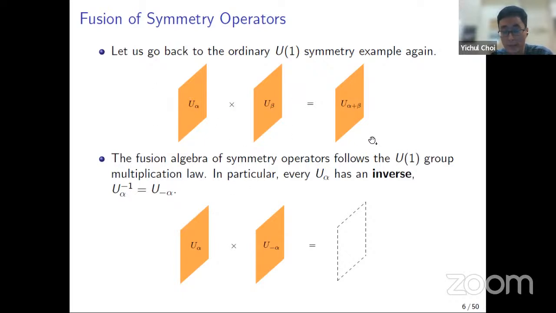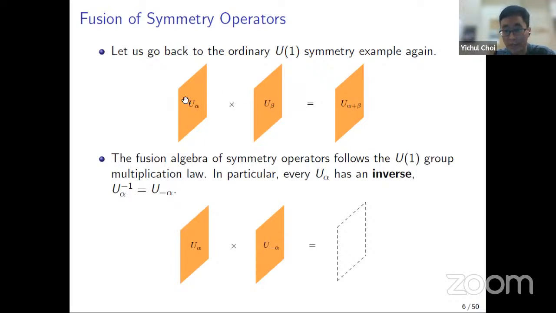To do that, let's first go back to our previous ordinary U(1) symmetry example again. We just said that to each group element, say alpha or beta, there is an associated topological symmetry operator, U alpha or U beta.